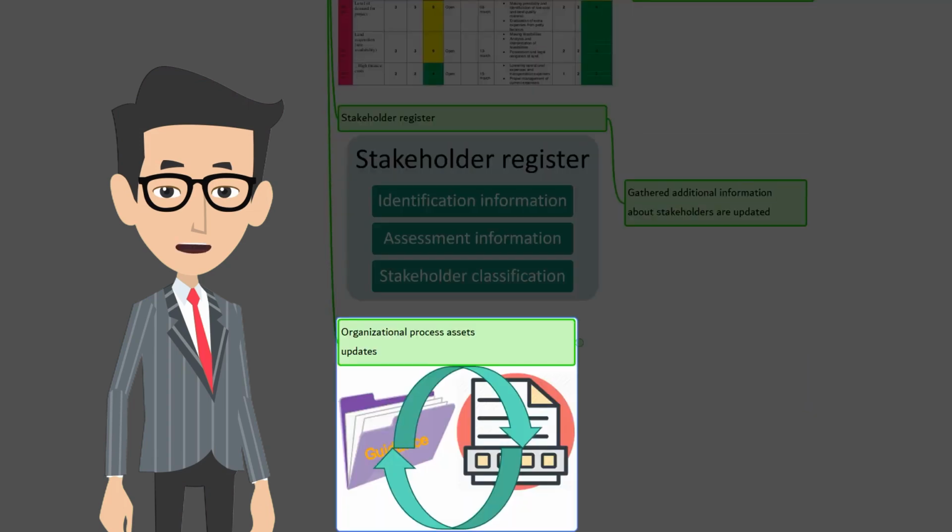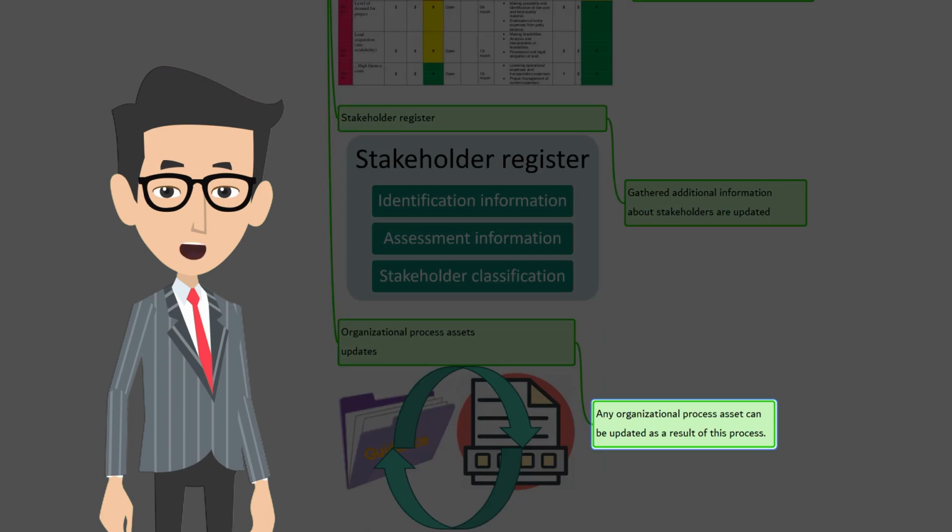The final output is organizational process assets updates. Here, any organizational process assets can be updated as a result of this process. That wraps up direct and manage project work. Let's move to the next process.